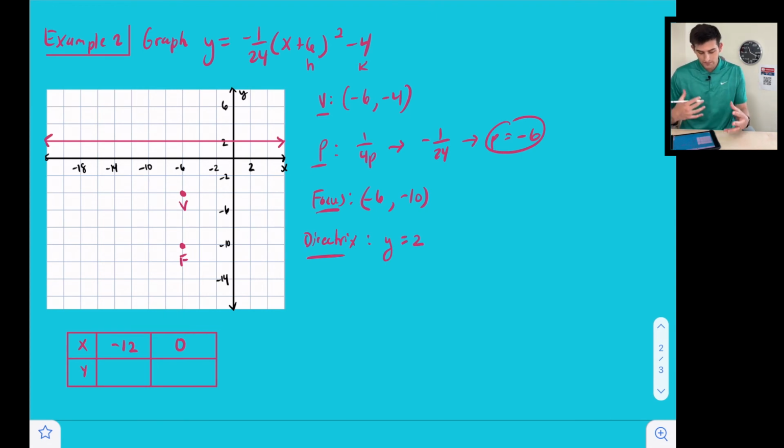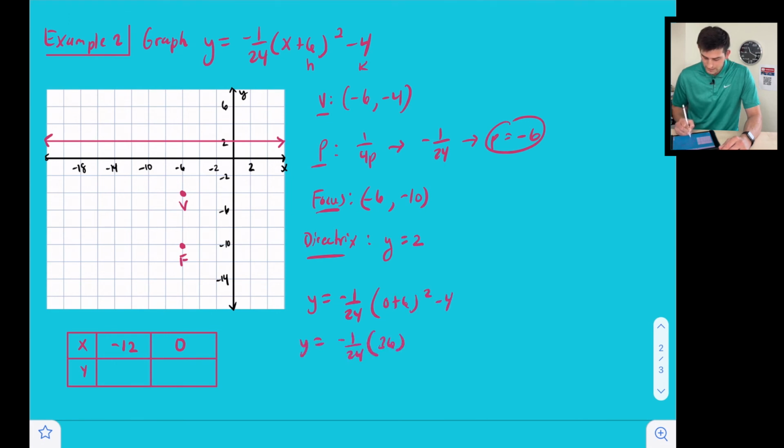So once again, I'm going to plug in -12 and 0 because that's going to give me 6 in my parentheses. When I square that, it's going to give me a number that's going to be pretty easy to work with. So I'm going to say y equals -1/24, and we'll plug in 0 plus 6 squared minus 4. So we get -1/24 times 36 minus 4. So we get y equals, and this is going to give me -5.5 when we subtract there. Okay. If we do the same thing with -12, we'll notice that we're going to get the same thing, right? -12 plus 6, quantity squared minus 4. So y equals -1/24, and this is also going to give me a 36. And we'll get the same thing for y, -5.5.